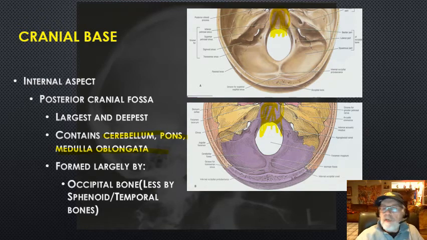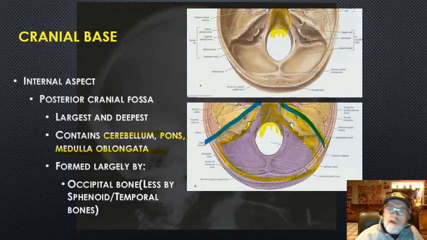Okay, the biggest portion of what we have in regards to the posterior cranial fossa is the occipital bone. Obviously, have a little bit of the temporal bone right here, because here's the Petrous Ridge. Here's the Petrous Ridge right there, which divides the middle cranial fossa on this side from the posterior cranial fossa on that side. Okay.